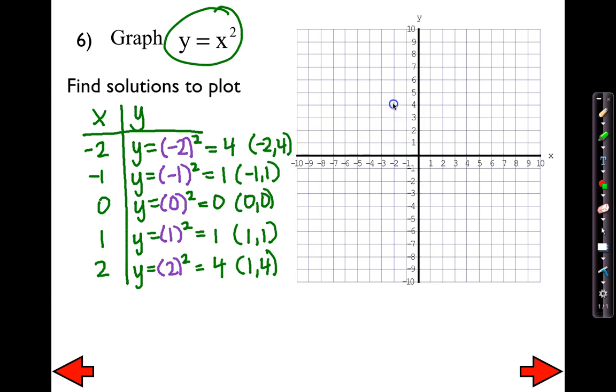-2, 4, which is right here. We're going to do -1, 1, which is here. 0, 0, which is here. Hopefully right away you can see it doesn't look like it's going to be straight. Continuing on, we have 1, 1, which is right here, and 2, 4, which is right there. So this is proof that it's definitely not a straight line. In fact, this has a special name. This is called a parabola. Okay, but clearly we can see this is definitely non-linear.